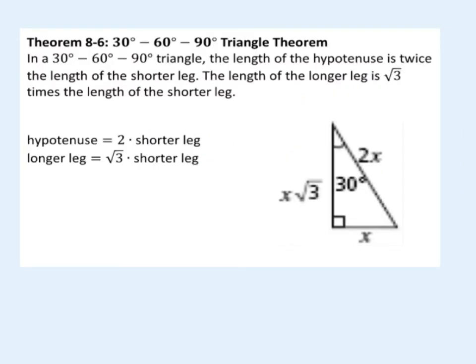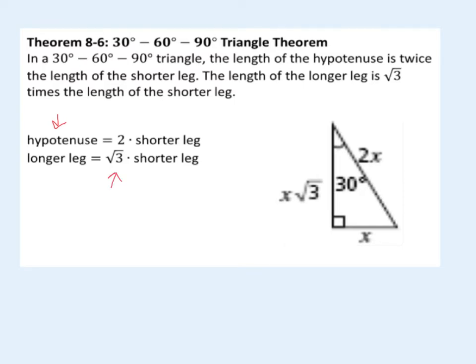So the other special triangle that we have is a 30, 60, 90. So two things here. We have a short leg, we have a medium leg, and we have the long leg. Hypotenuse is always the long leg. So hypotenuse is always going to be 2 times the short leg, and the longer leg, or as I say, the medium leg, is going to be square root 3 times the short leg.